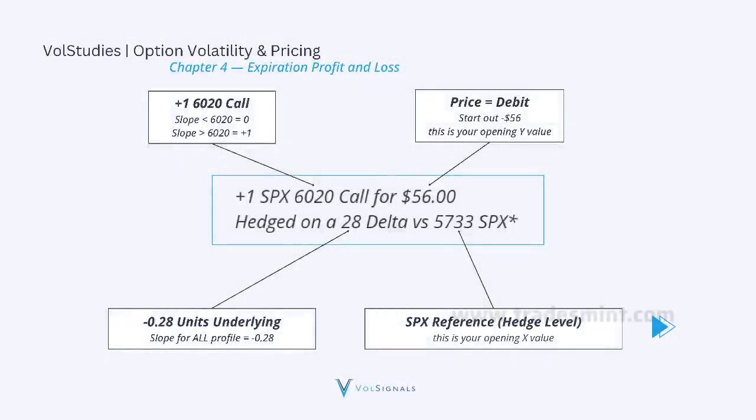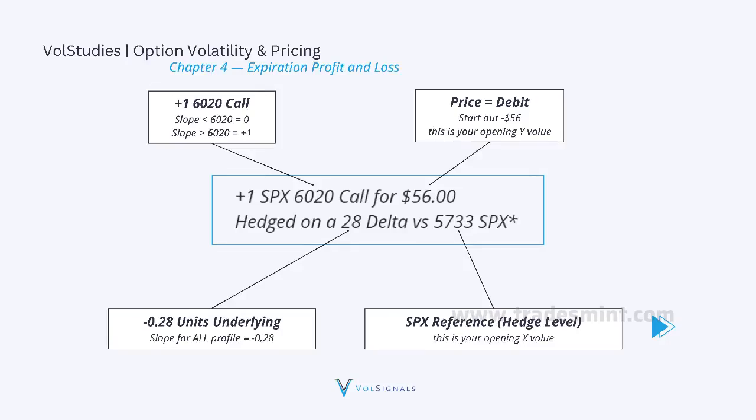Now, when you look at the examples I will ask you to graph, they'll always look something like this. Go through this diagram and identify the key bits of information. The price you pay for the call represents your starting P&L, and the reference there, 57.33 SPX, that's where you initiate your hedge. So if you're selling a unit of the underlying to hedge the option trade, you're selling it at a price of 57.33. This creates a handy starting point for your graph.